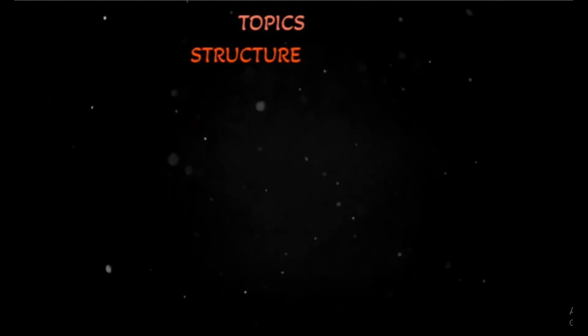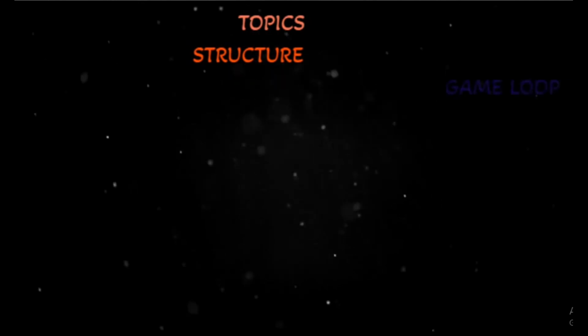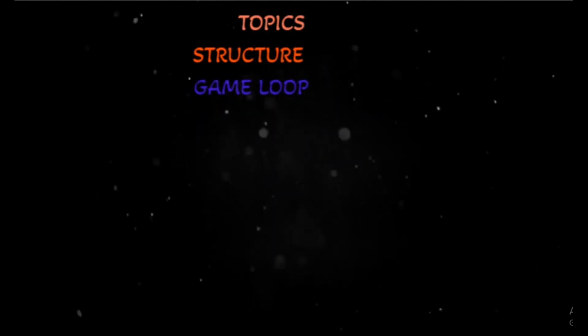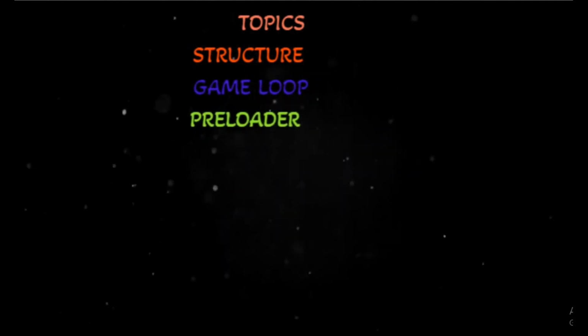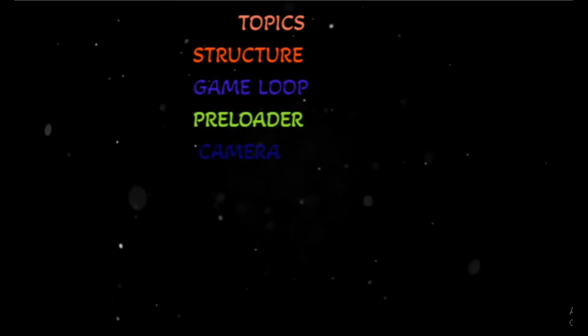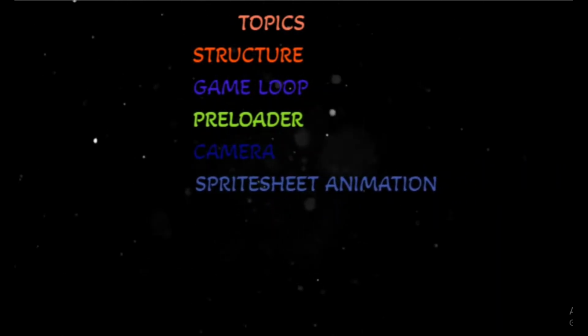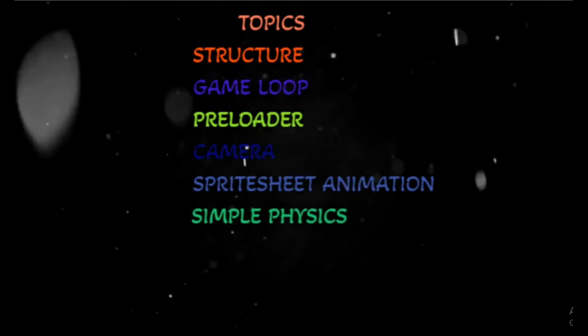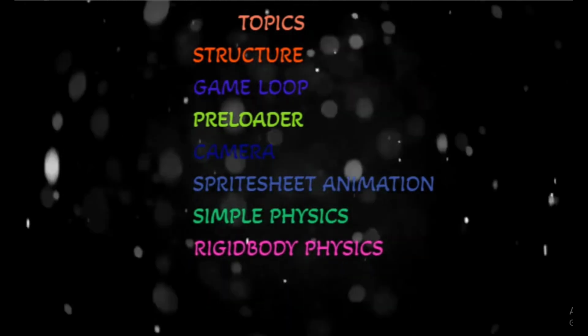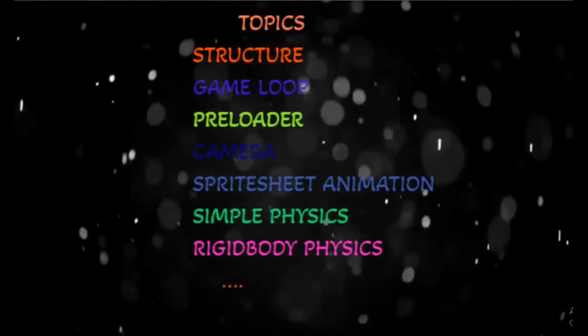Now let's look at some of the concepts which will be in this series, and probably the first thing should be the structure. We can't just write thousands of lines of code without a nice structure, or else it will be messy. And other things like the game loop, preloader, camera, spritesheet animation, simple physics and rigid body physics, and so on, like the particle system, UI and everything else.